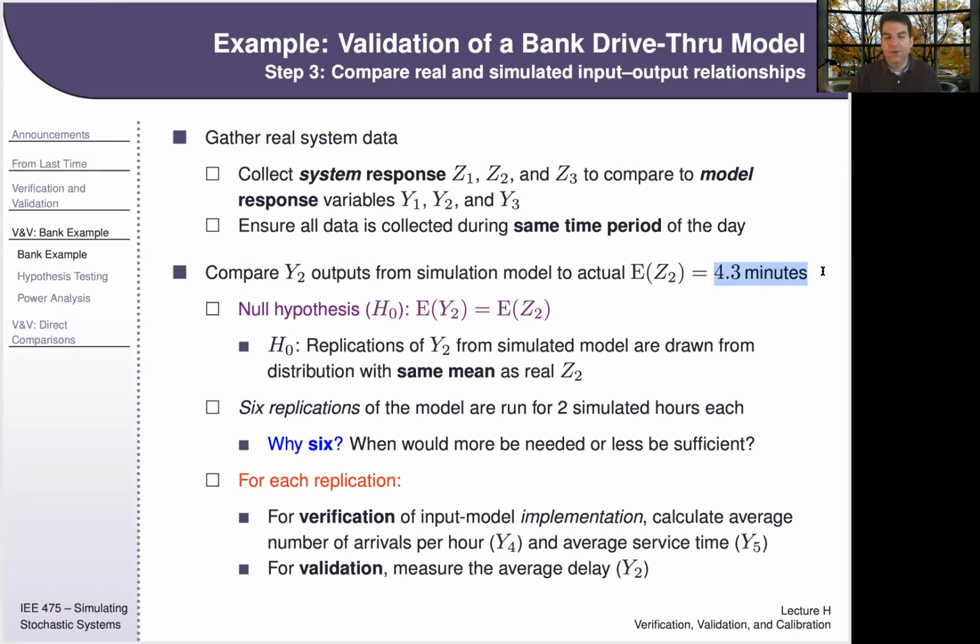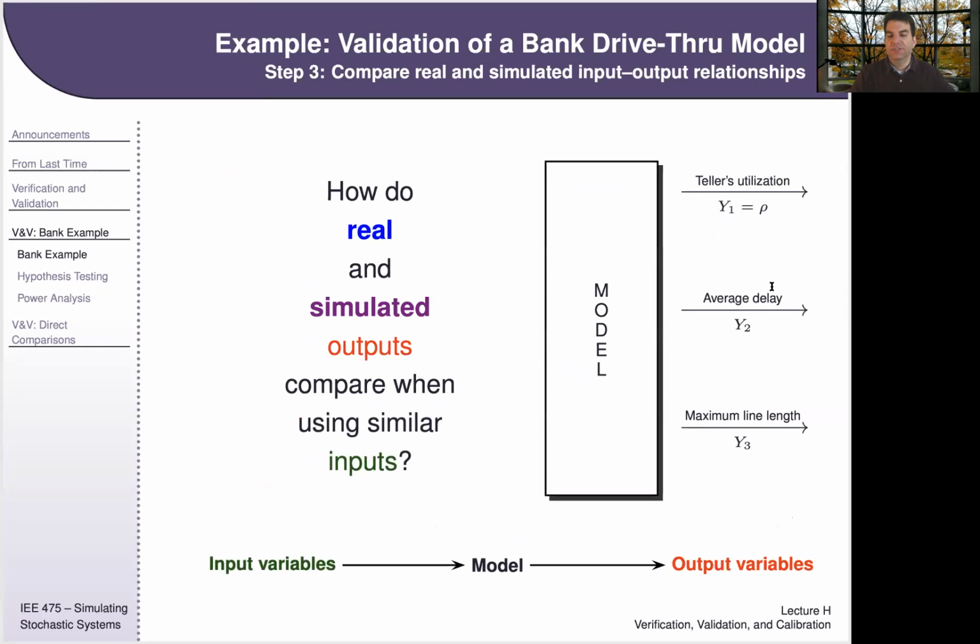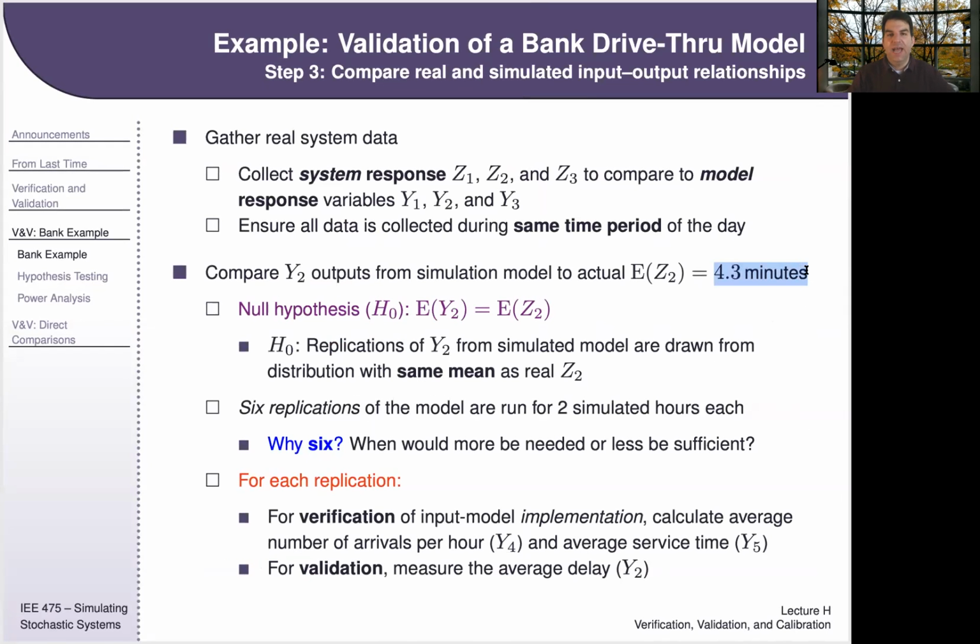And then I'm going to take my outputs. I know that the real world outputs are an average. I said Y2, if I go back, that's the average delay. In the real world, I know the average delay is 4.3 minutes. So what I want to do is generate a bunch of different simulation runs and see what the average delay coming out of my simulation runs is, and see if it's significantly different from 4.3. So my null hypothesis is that the average coming out of my sim will equal the average from the real world, in other words, will equal 4.3. And so I run a certain number of replications.